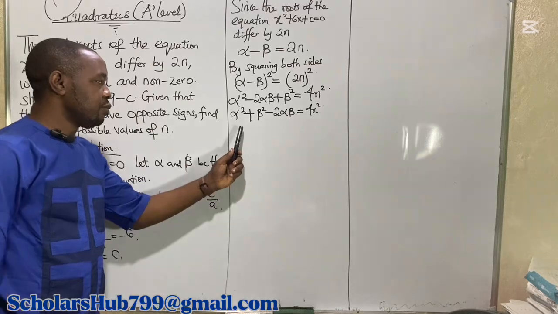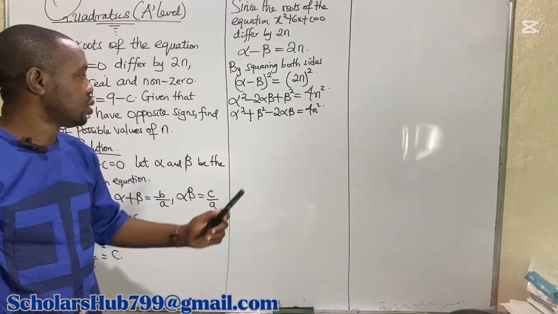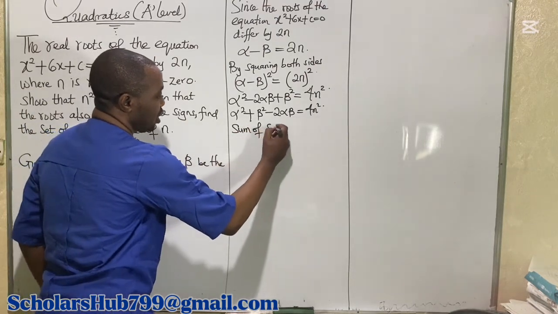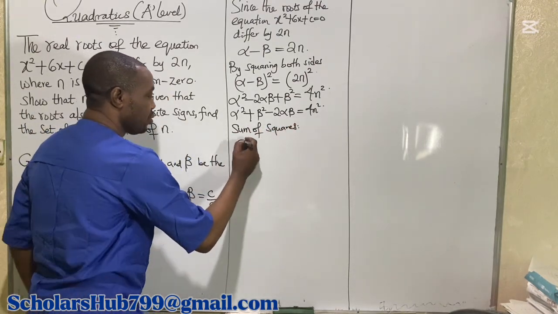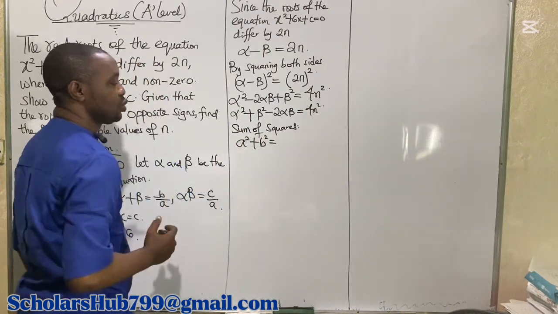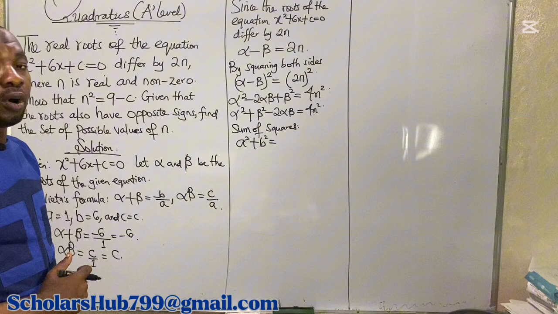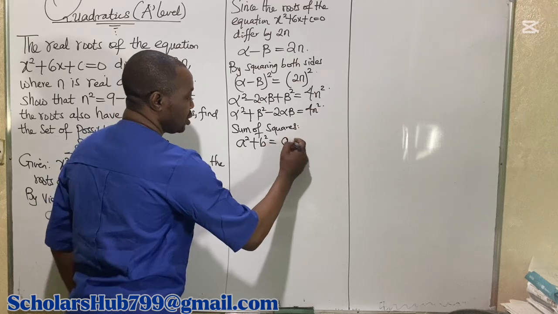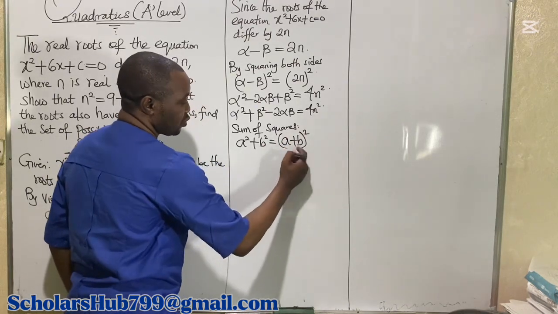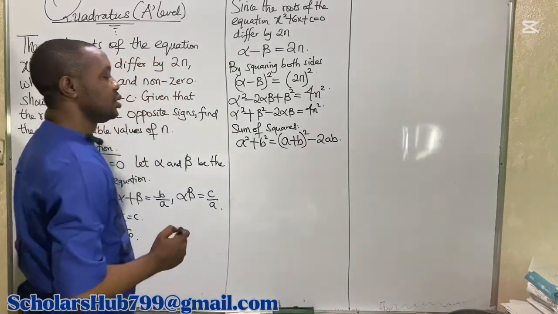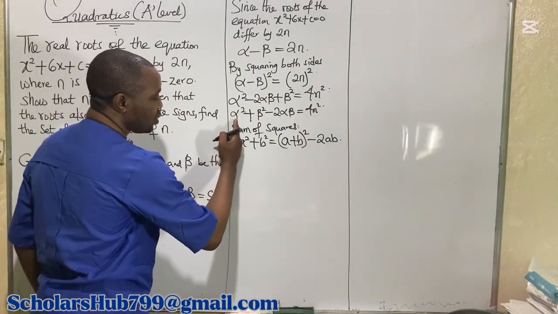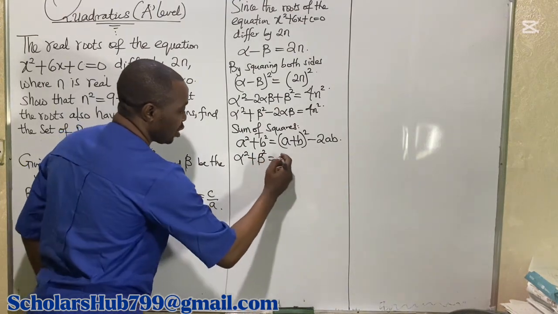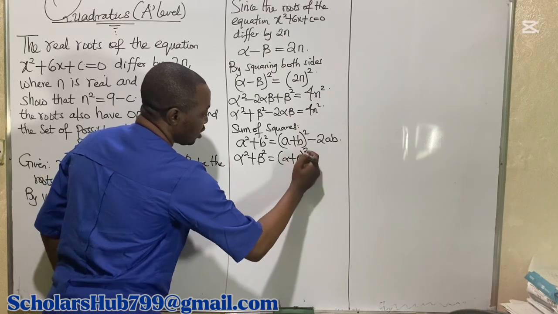Now, let's recall, when we talk about the sum of two squares, which is one of the fundamental rules of algebra, we know that a squared plus b squared would be the square of a plus b, minus 2ab. So for alpha squared plus beta squared, the sum of alpha squared and beta squared would be alpha plus beta raised to the power of 2.